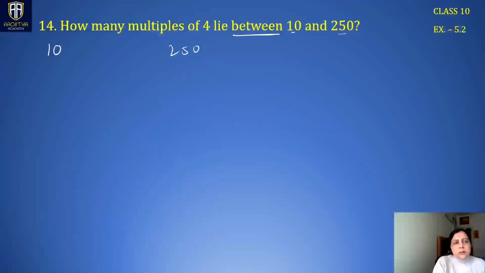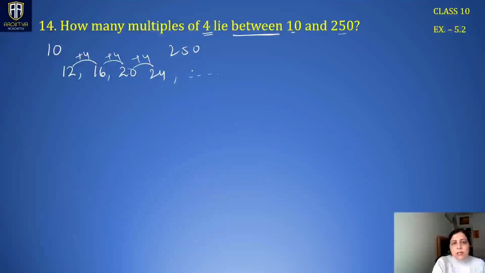So we start looking for the first number which is a multiple of 4. That is 12. 12 is the first number after 10 which is a multiple of 4. And then we make a sequence by adding 4 to it, because we have to look for the multiples of 4. 16, then add 4 to it, becomes 20, then add 4 becomes 24.